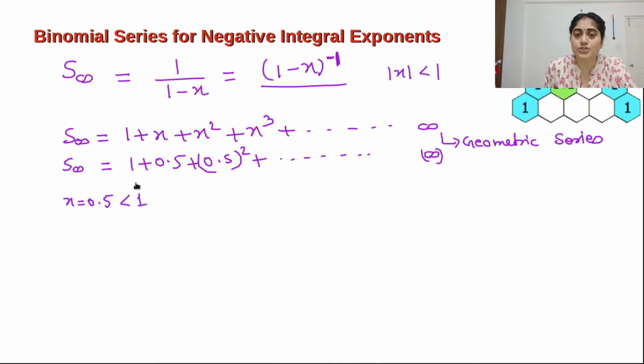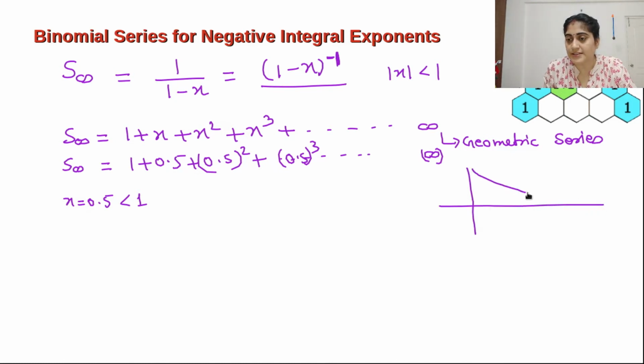So what does it mean? This term is less than the previous one, and this is now 0.5 cube, which is less than this. So the series is converging, going up toward 0 in its terms. At some point you will get the answer. But if your series is diverging, going upside like this, then you will never get the answer. It is diverged.